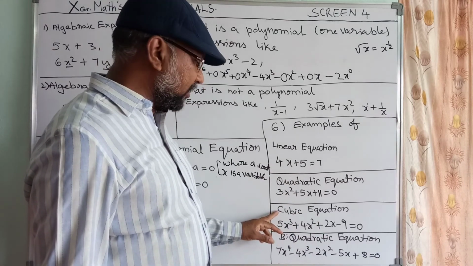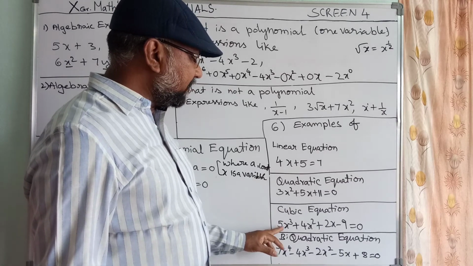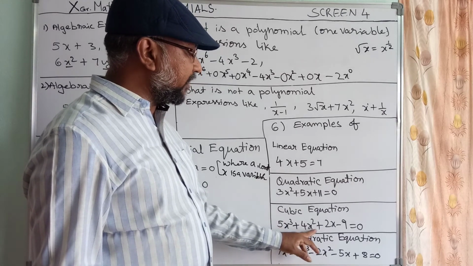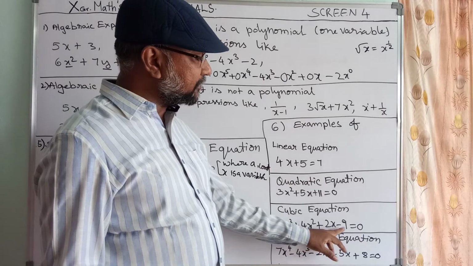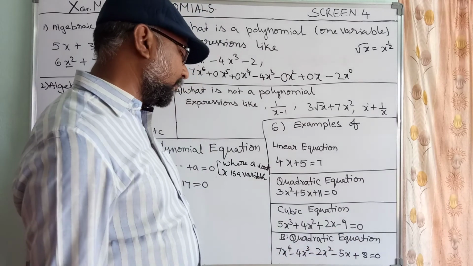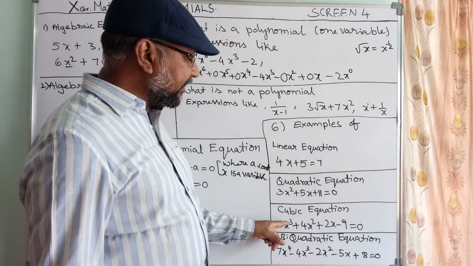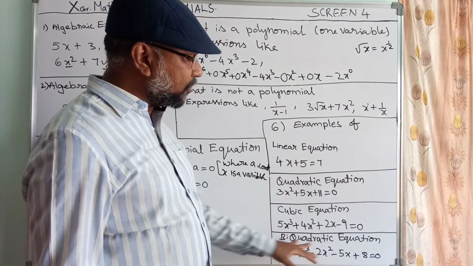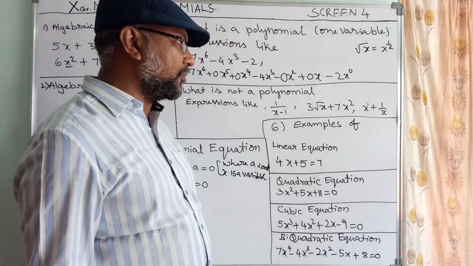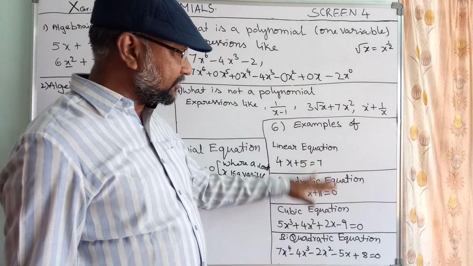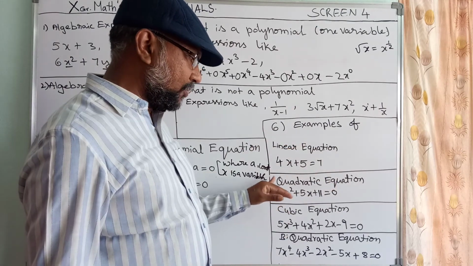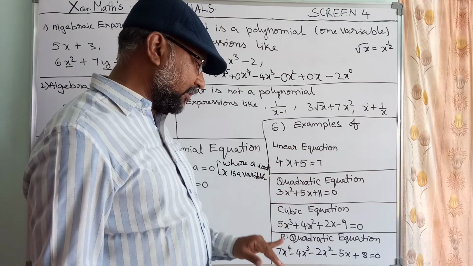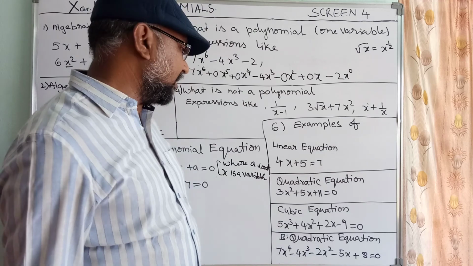Now the cubic equation, 5x power 3 plus 4x square plus 2x minus 9 equal to 0. The degree is 3. Here the biquadratic, the degree is 4. So these are the examples for linear equation, quadratic equation, cubic equation and biquadratic equation.